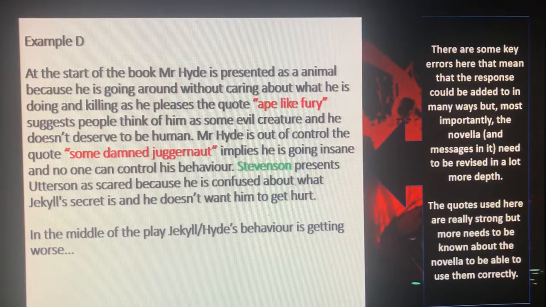There are some key errors here that mean that the response could be added to in many ways, but most importantly, the novella and the messages in it need to be revised in a lot more depth. The quotes used here are really strong, but more needs to be known about the novella to enable her to use them correctly.